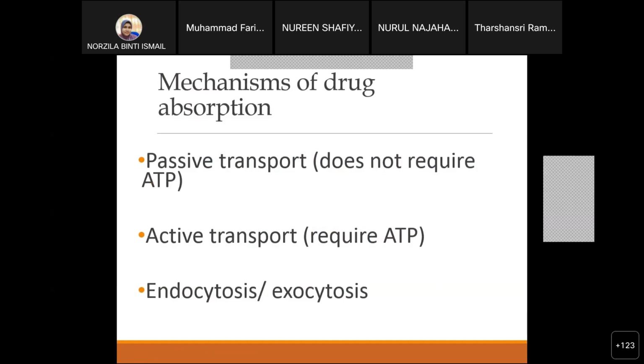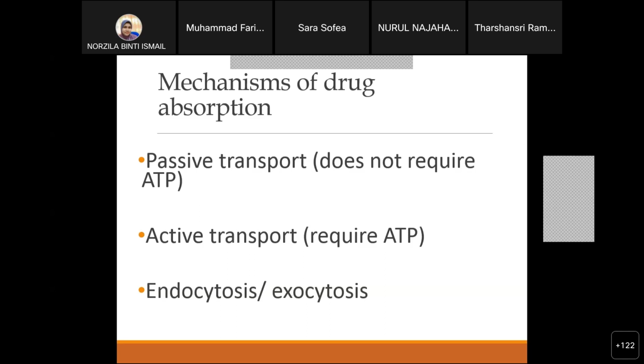The mechanism of drug absorption. The absorption of the drug can occur through three types of ways. The first one, passive transport, then active transport, and endocytosis or exocytosis. I'm sure you already know these terms, right? During your secondary school or matriculation or STPM. Am I right?